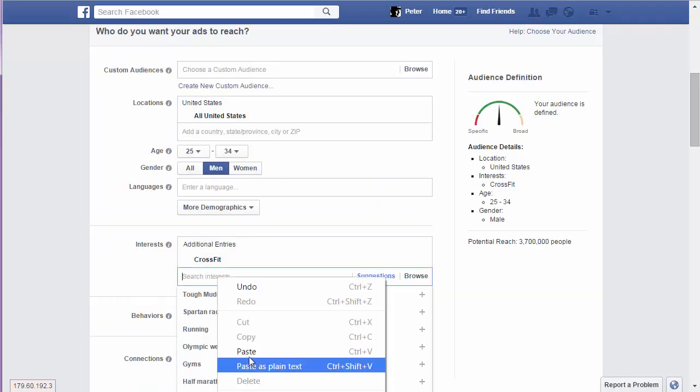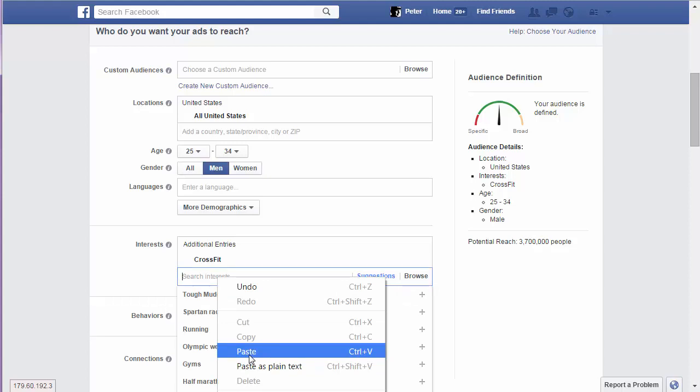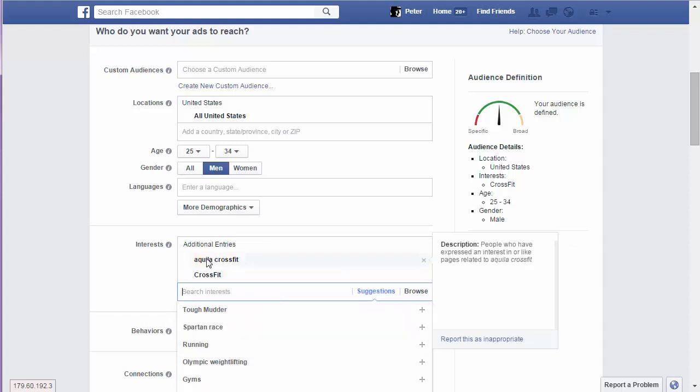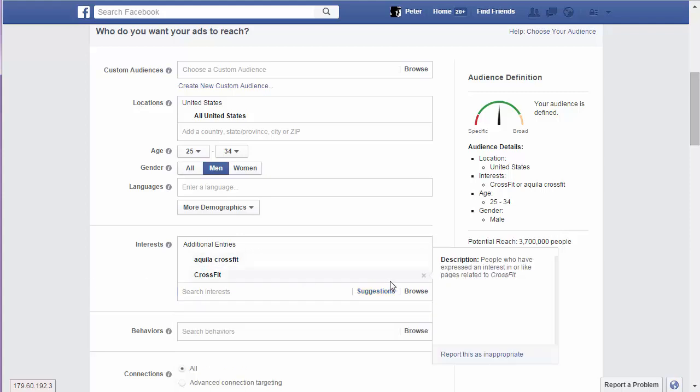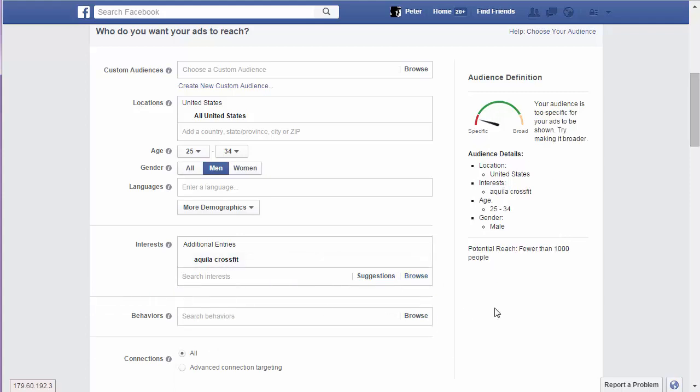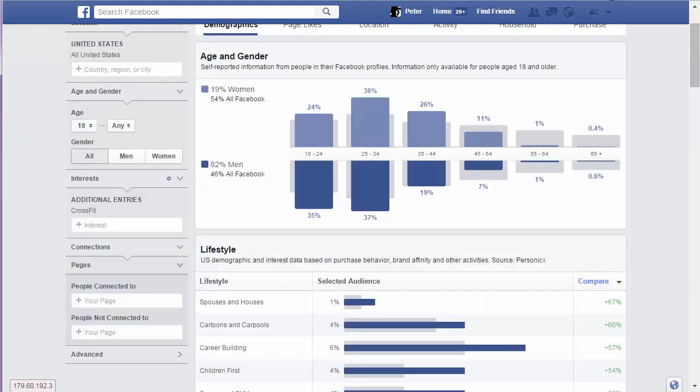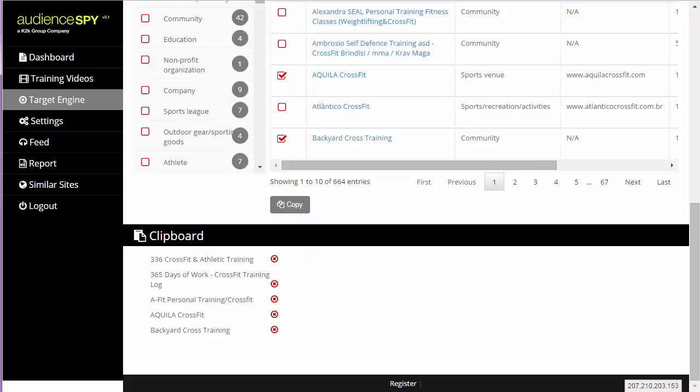Now, they won't all necessarily be there because they may not be big enough, but the ones that are, so the Aquila one was popular enough to be included, and we can see, let's get rid of that one. We can see that there were 1,000 people particularly interested in the Aquila one. So let's see. That may not have been a good one, but I'm just showing you how that bit worked.